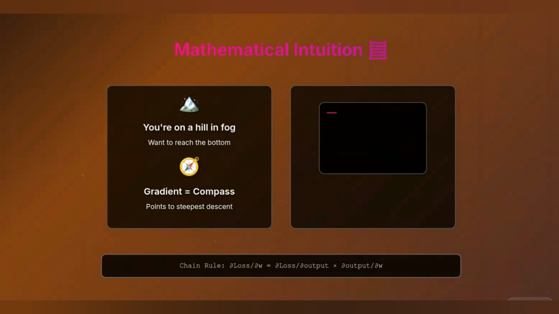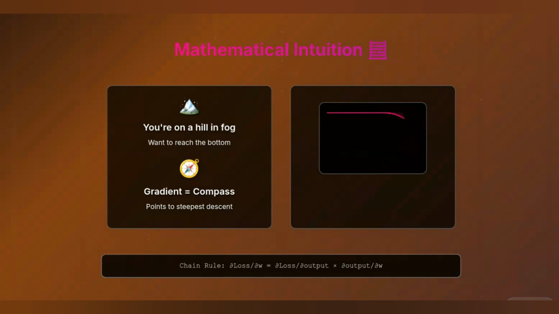Don't worry, we'll keep this conceptual and focus on understanding rather than getting lost in equations. In the forward pass, each layer takes inputs, multiplies them by weights, adds biases, and applies an activation function. The output of one layer becomes the input to the next layer. At the end, we compare the network's prediction with the actual target using a loss function. This gives us a single number representing how wrong our prediction is. Here's where the magic happens.